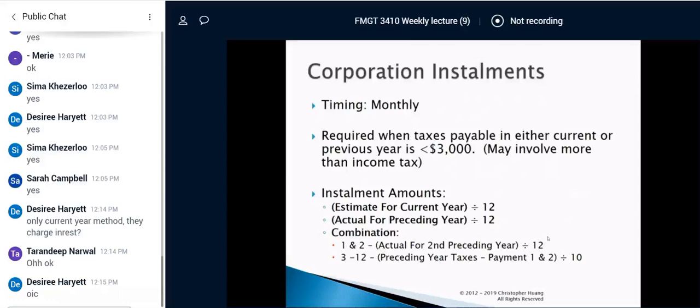Okay, so again, combination says take a look at your second preceding year tax owing, divide that by 12. That's the amount you pay for the first 2 payments. Then for payments 3 to 12, take the preceding year taxes less what you paid in the first 2 payments, divide that by 10. That's what you pay for the rest of the year. Okay.